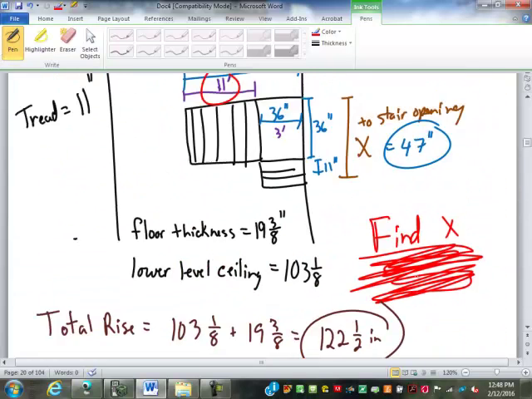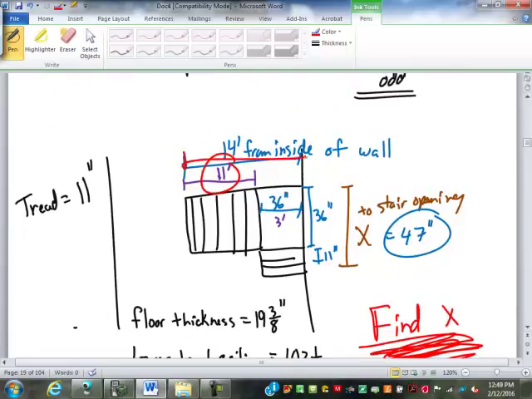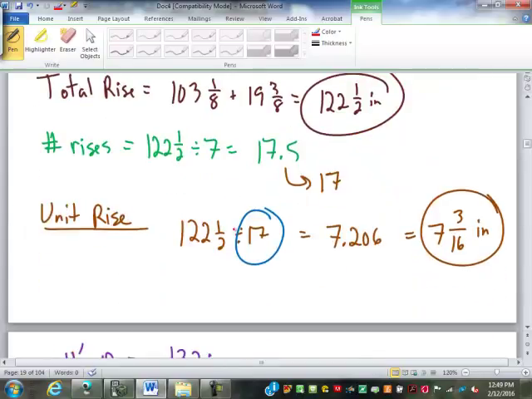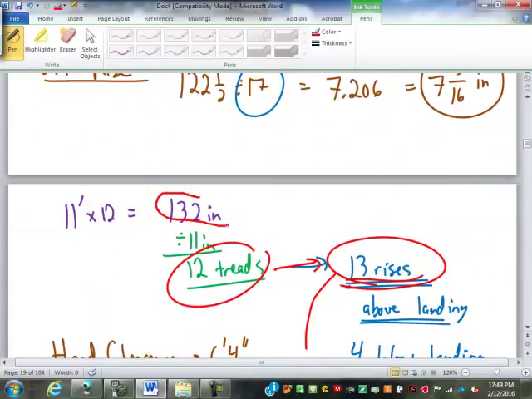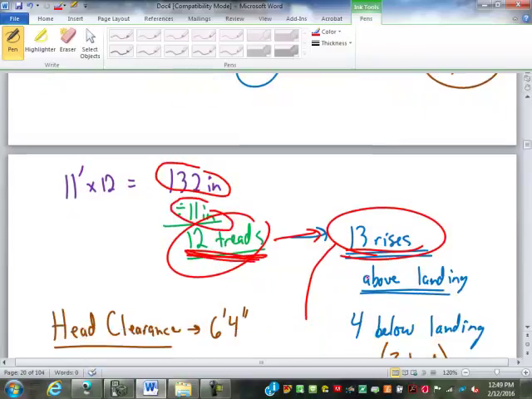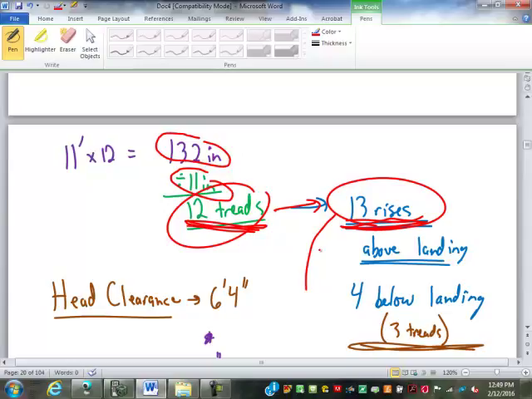Because it's 14 feet total here, right? Subtract our 3 feet for the landing is 11 feet of run for the stairway. So 11 feet times 12 inches is 132 inches, right? Divided by 11 inches per tread gives us 12 treads. So that means 13 risers above the landing. There's a lot to that, isn't there?